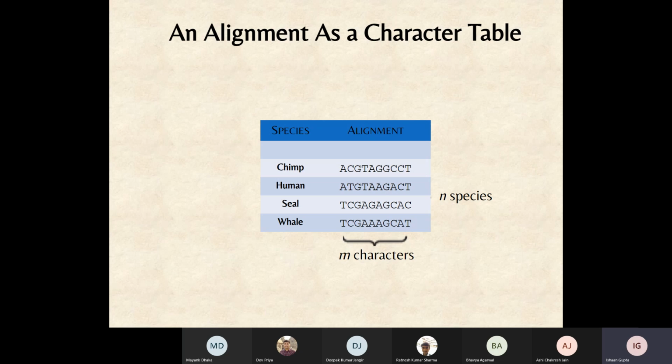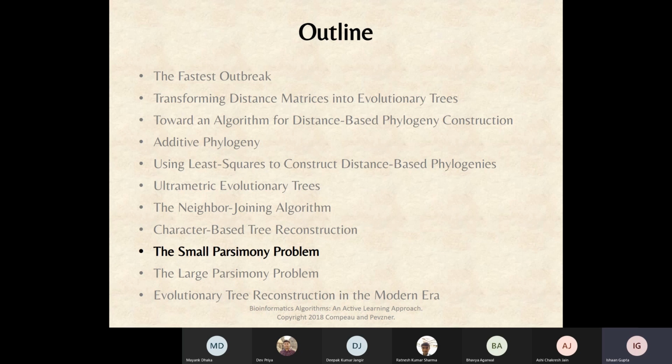So now, instead of having n species and m physical characteristics, you have n species and m characters of nucleotides or amino acids. All right. So what do we mean when we talk about making character-based trees? It can be summarized as a parsimony problem.